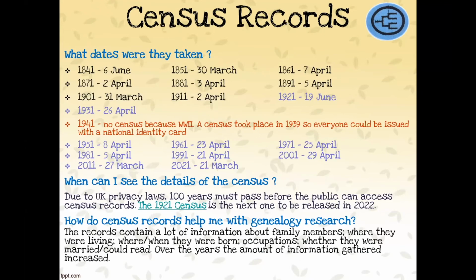What dates will they take in? Well, I've listed them there. From 1841 onwards, I've listed the years and the dates in which they were taken. And what I'd like to know is, can anyone tell me why some of them I have colored in purple? So from 1841 to 1911, I've left them in black, but from 1921 until 2021, I've colored them in purple.